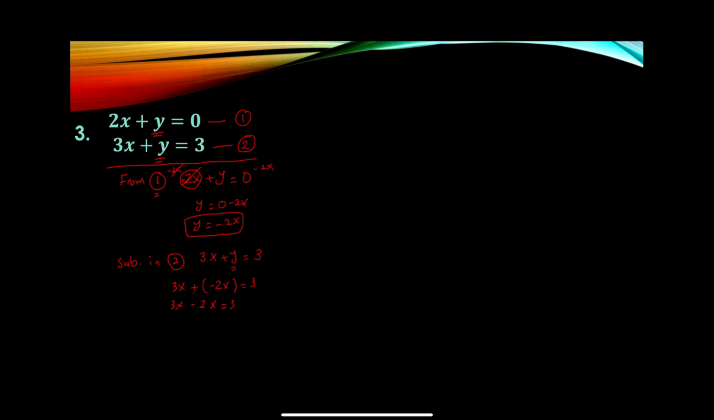3x and -2x will give us x. So x is equal to 3. It was so simple to get the first variable, which is x. Now we will do the substitution here. We know that y is equal -2x. So y is equal -2 times, instead of x, I write 3. So y is equal -6. So x is equal 3 and y is equal -6.